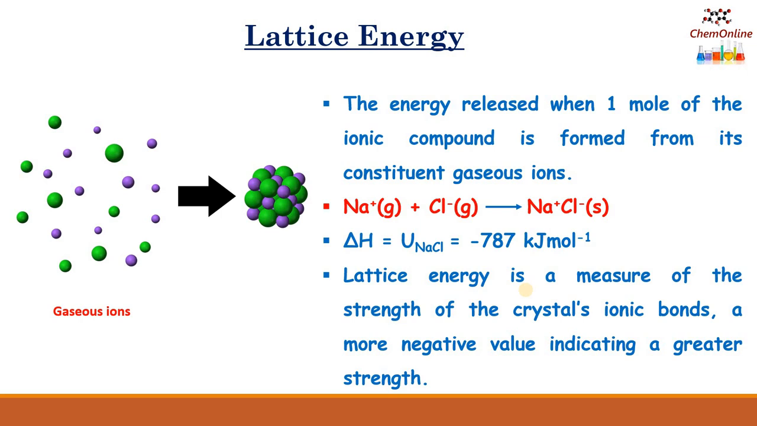In the previous video, while discussing the factors favoring the formation of an ionic compound, we saw that a more negative value of lattice energy will favor the formation of an ionic bond. The more negative value of lattice energy means greater will be the strength of the ionic bond.